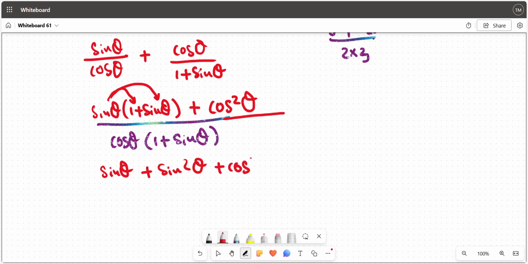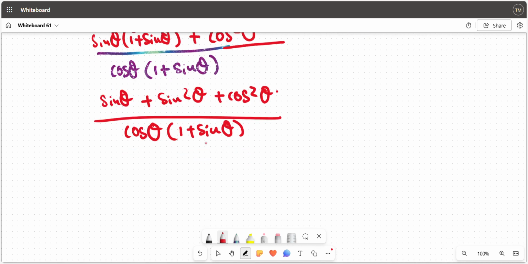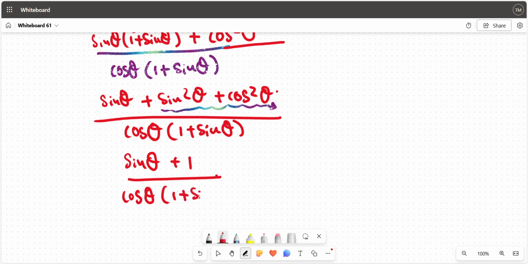And then we have a cos squared theta there, all of this divided by a cos theta with a 1 plus a sine theta. We're still simplifying. We still haven't gotten the right hand side. Then what I notice is that this guy here is an identity as well. It is equal to a 1. It is that second identity that we know. So let's substitute that. Then we end up having a sine theta plus a 1 in the numerator, and in the denominator, it's a cos theta, 1 plus a sine theta.